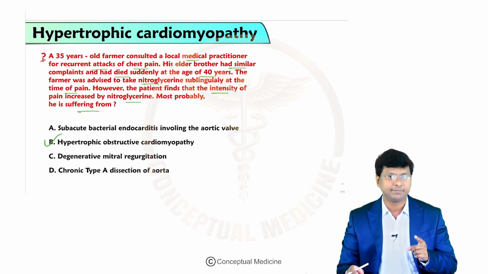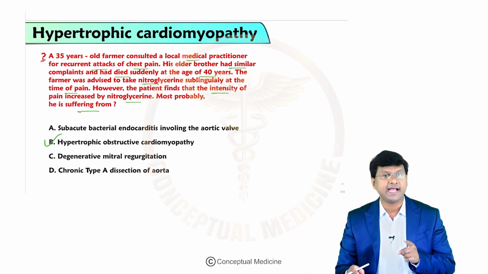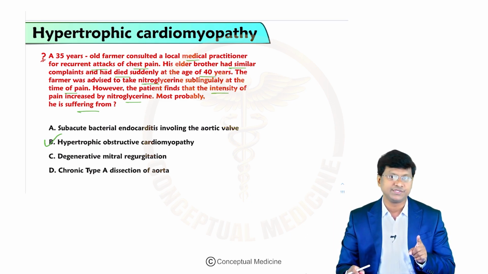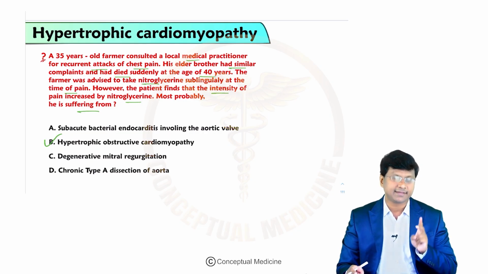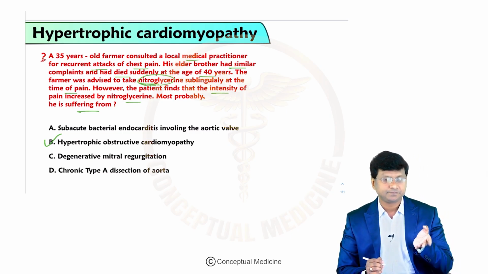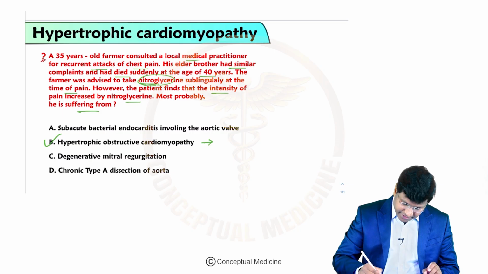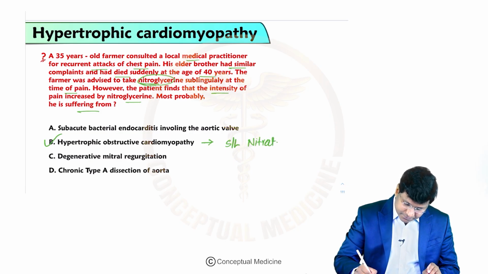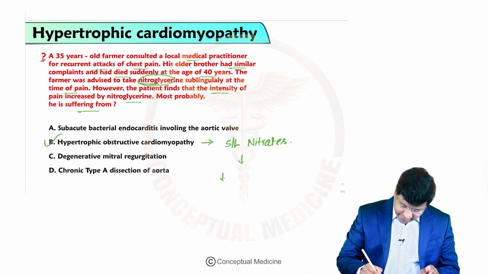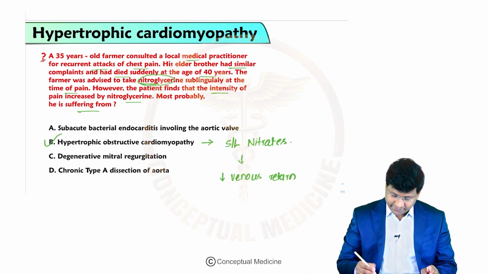So what are the points? Number one, his elder brother had complaints and had died suddenly at the age of 40. That means there is a family history. And the second important point is that by taking nitroglycerin sublingually, the chest pain is increasing. In patients with hypertrophic obstructive cardiomyopathy, whenever you give sublingual nitrates, this will reduce the venous return.